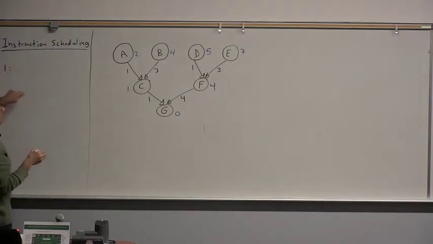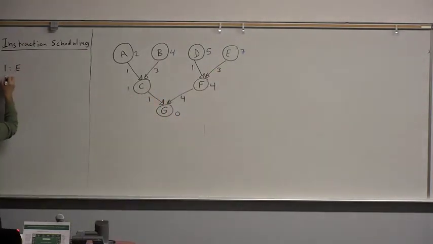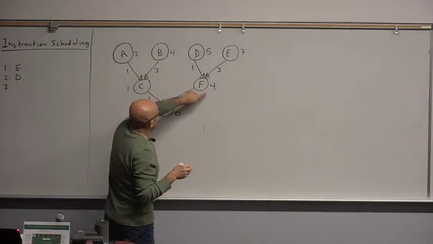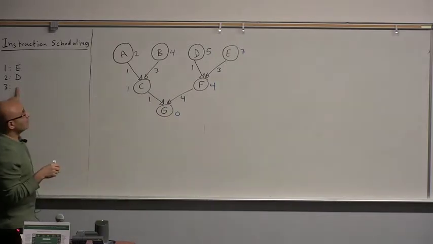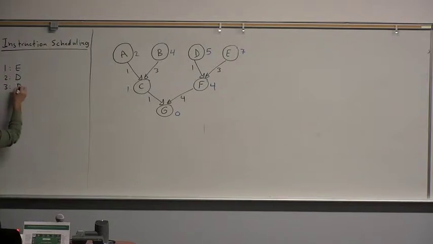In cycle 1, we put E because it has the highest critical path. In cycle 2, we put D. And in cycle 3, we put B or F. Is F ready in cycle 3? No, F is not ready in cycle 3, so we cannot put it in cycle 3. So in fact, we put B. And in cycle 4, we put F. In cycle 5, we put A. In cycle 6, we put C.